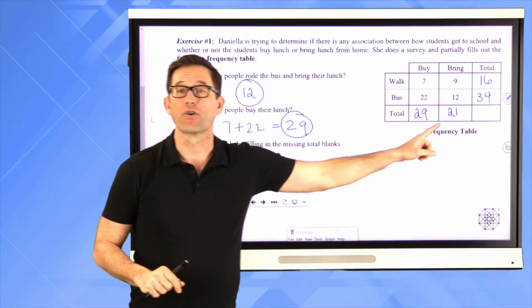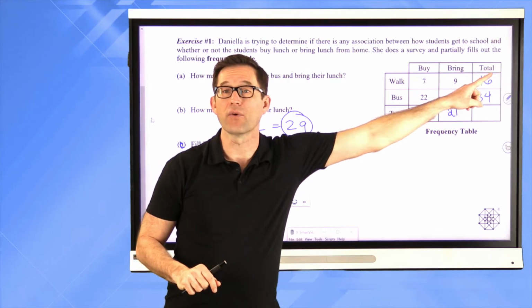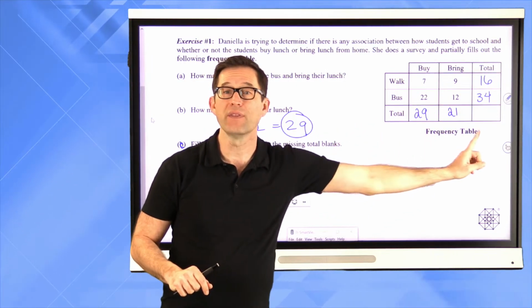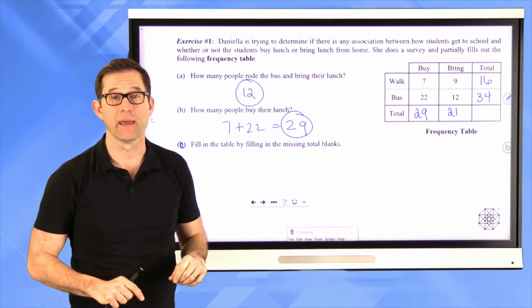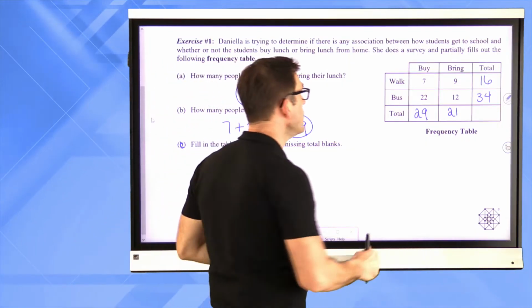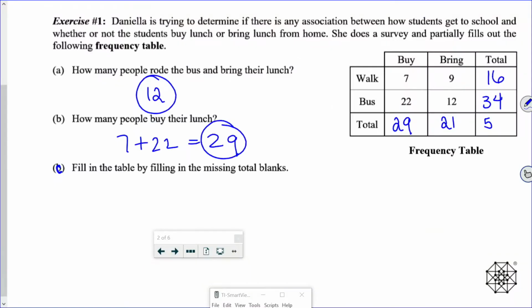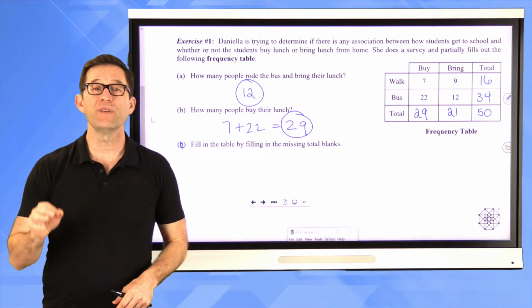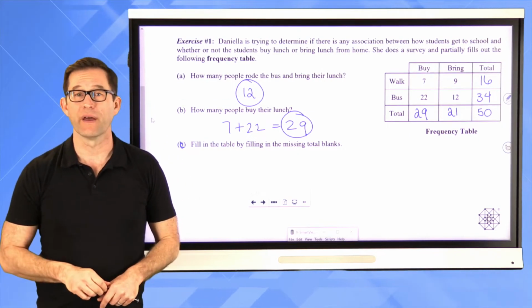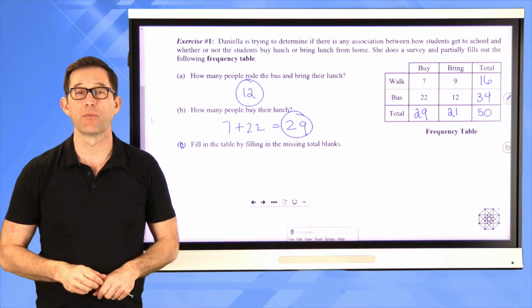Now, to get our grand total down here, we can either add these two or we can add these two, and they've got to be the same. And in fact, if we add either one of them, what we'll find is that a grand total of 50 people, right? 50 people were in this survey, right? That's all that number represents.